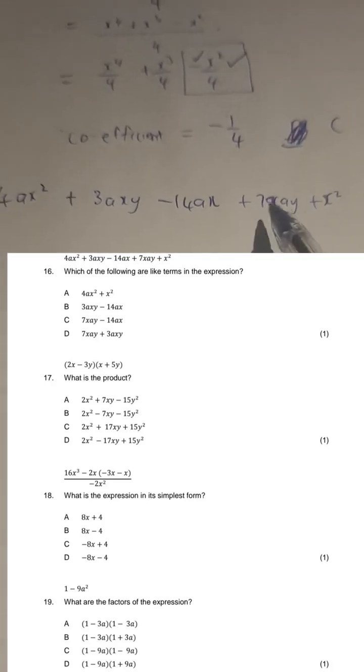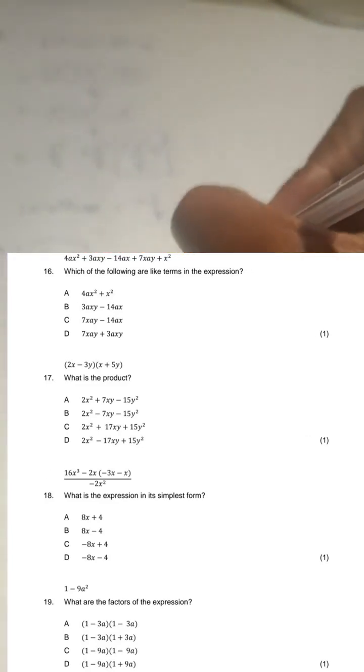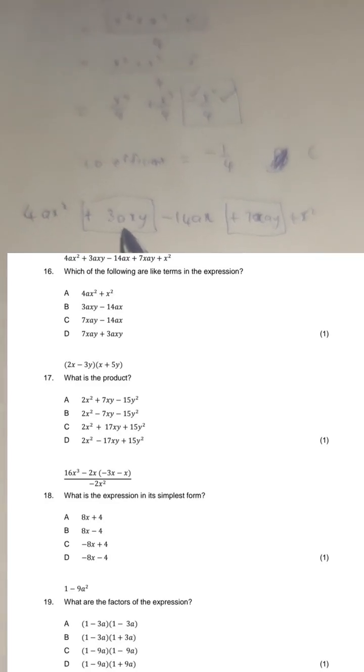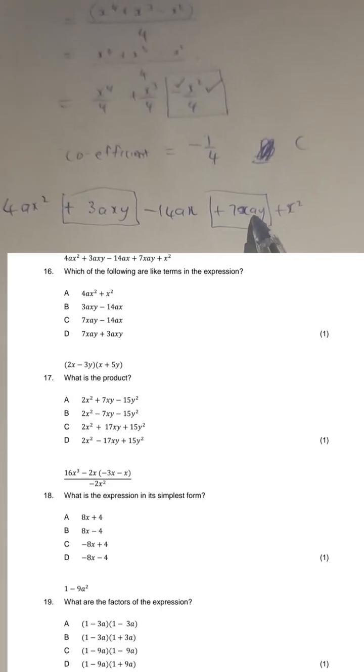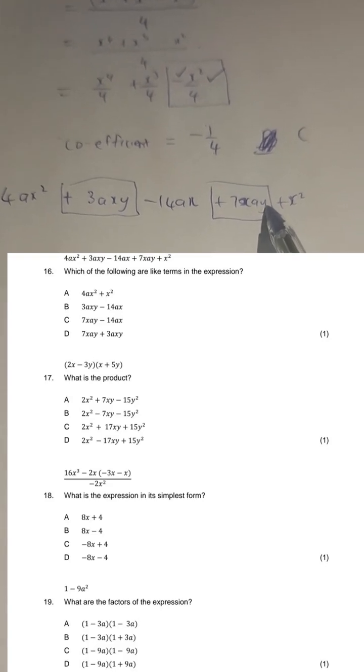x², nothing else has x² alone. So the like terms, guys, has to be those two. Positive 3axy and 7xay. So if we go to our options, which of the following are like terms in the expression?